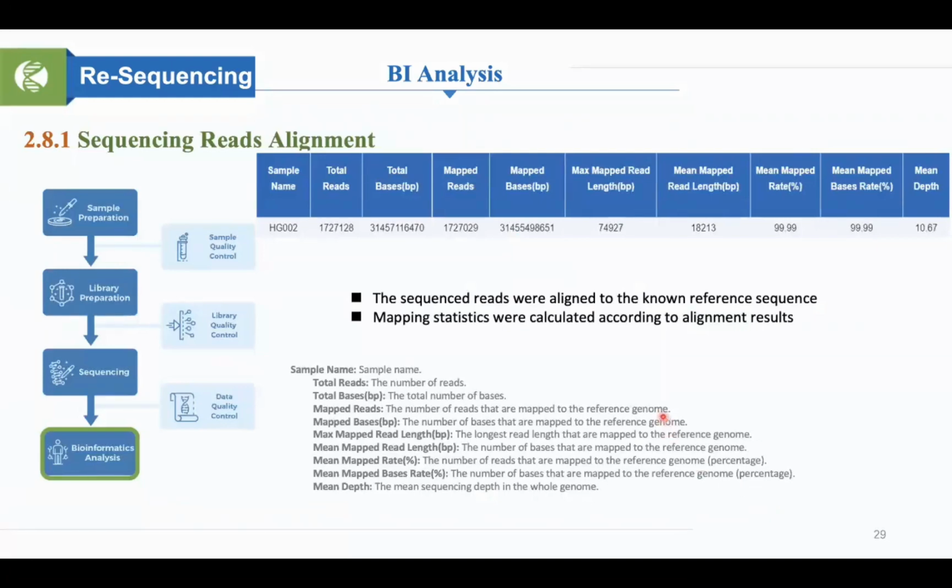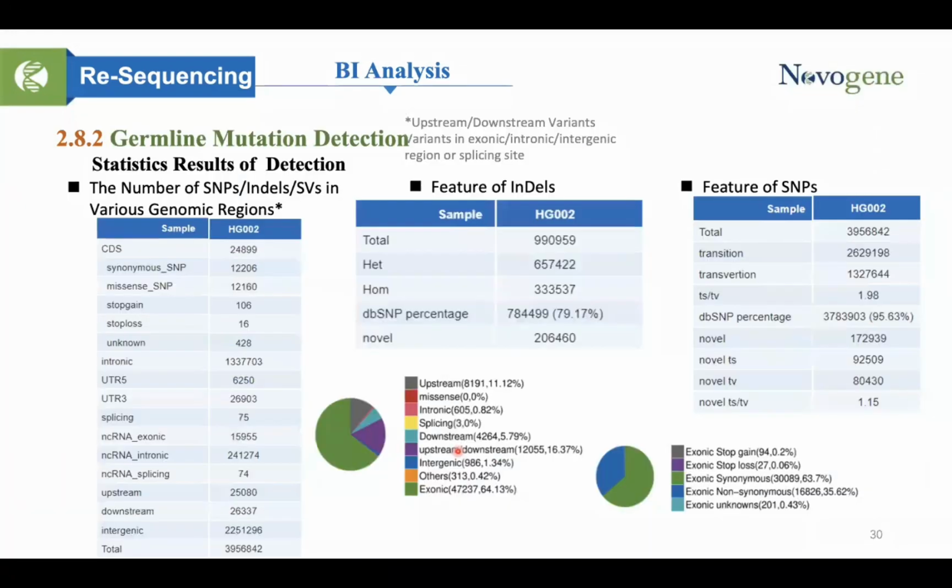In mapping analysis, the sequence reads align to the known reference genome, and the mapping statistics are presented in the table of the data report, followed by detailed notes for each definition. In germline mutation detection, the numbers of SNPs, indels, and SVs in various genomic regions are calculated and presented in the table, followed by detailed notes, and also followed by the visualization.